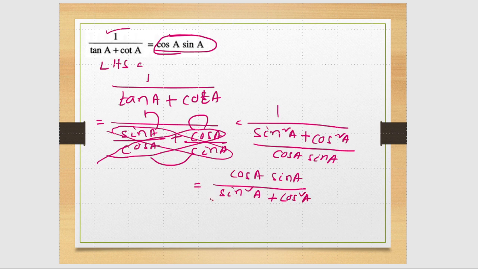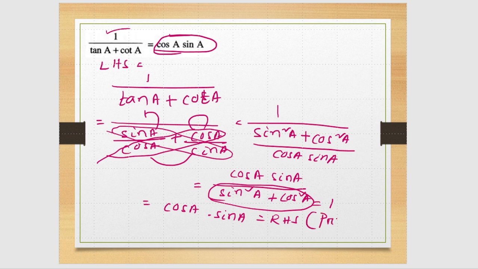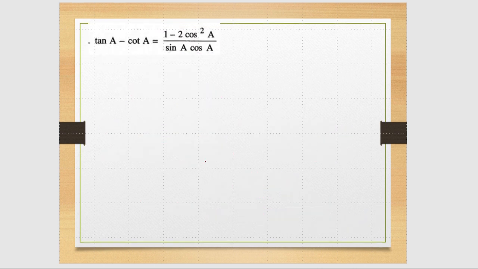Now you all know sin square A plus cos square A equals 1. So what is the final answer? Cos A into sin A, which equals your RHS, and this is proved. Got it? So this is your next problem. Now go to the next problem.